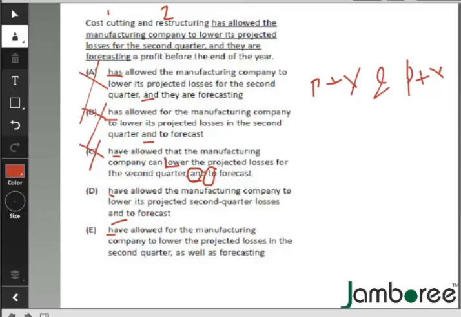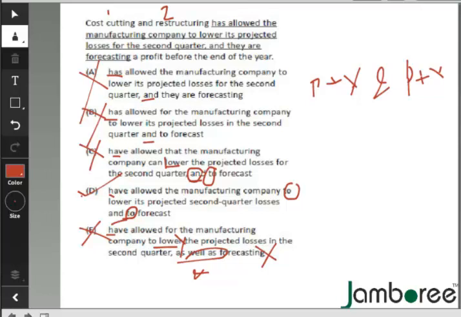Here we have to forecast, to lower: have allowed the manufacturing company to lower its projected and to forecast. So this looks correct. Let's look at the have allowed to lower as well as. It's not parallel at all. So Arnav, how come you told me E? As well as is also equivalent to and, right? Yes, Suminder, and did you get it?